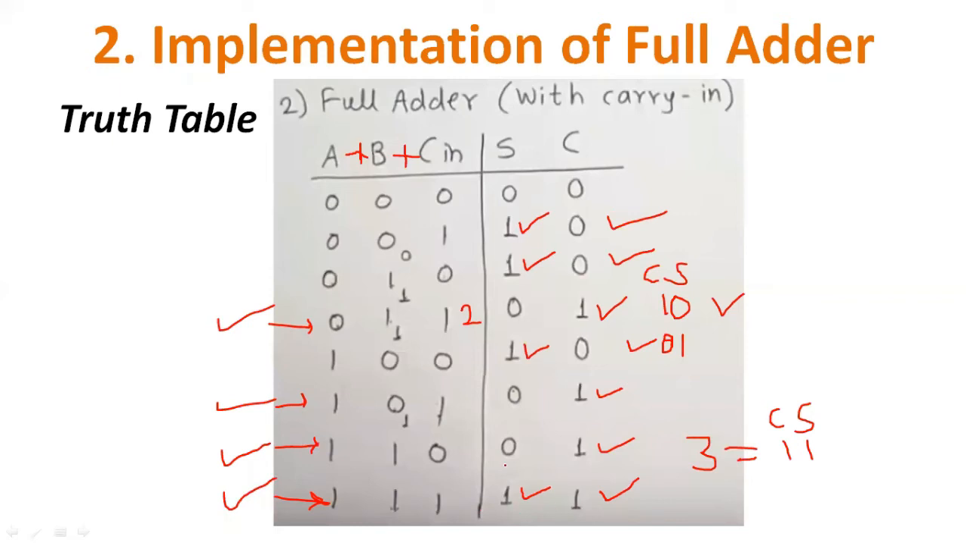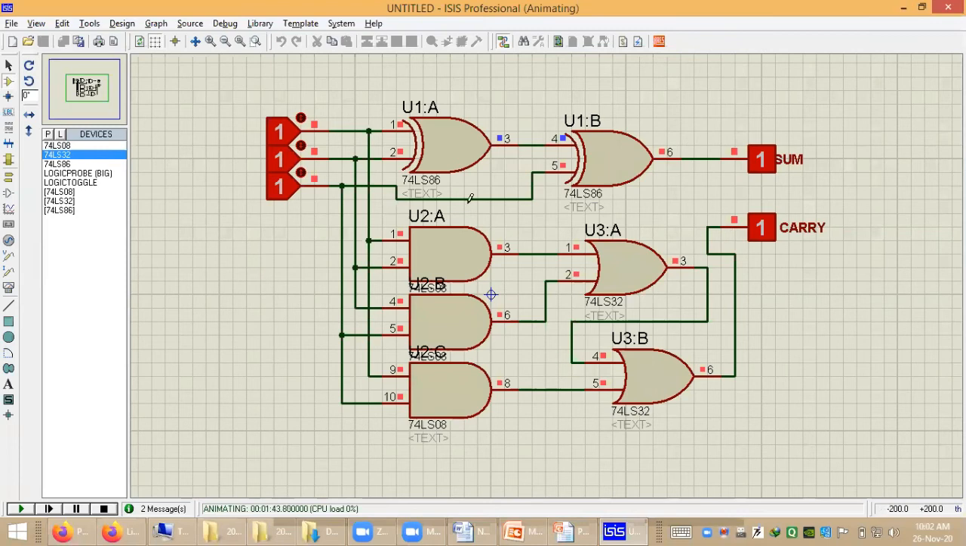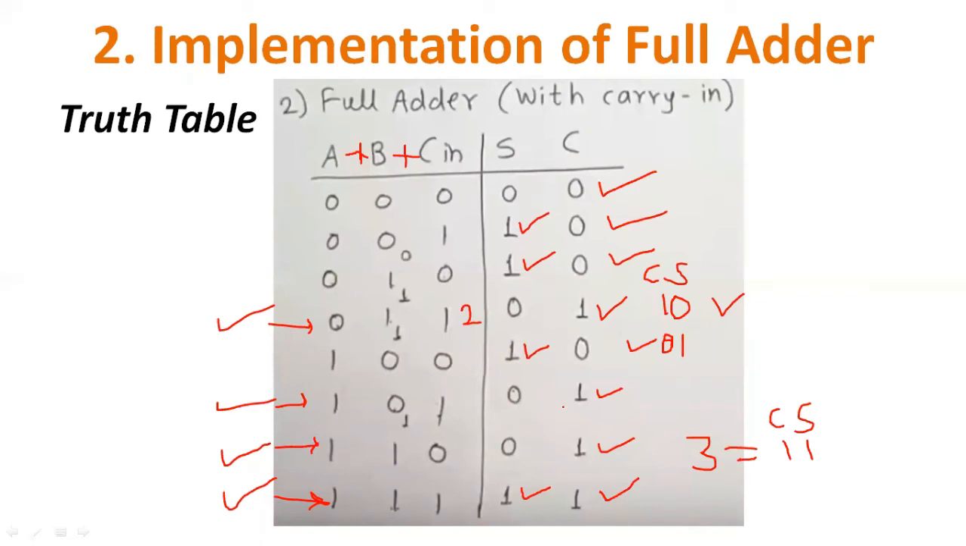Okay, the rest of the combinations we have seen already. For 0 0 0 also we have seen, initially. So this is how we can have the full adder circuit diagram. Okay, I will just stop this simulation and let us see the half subtractor.